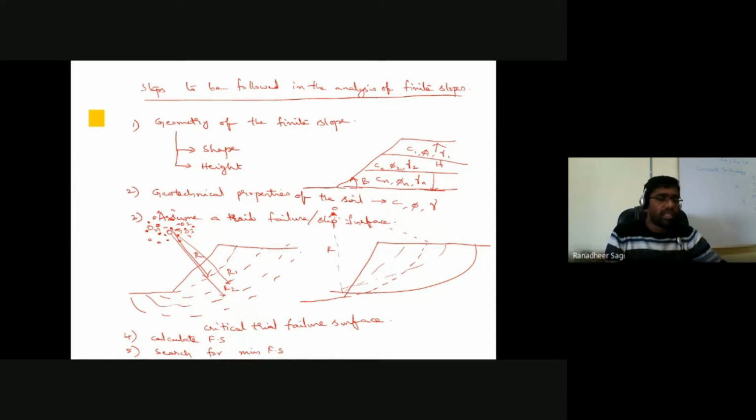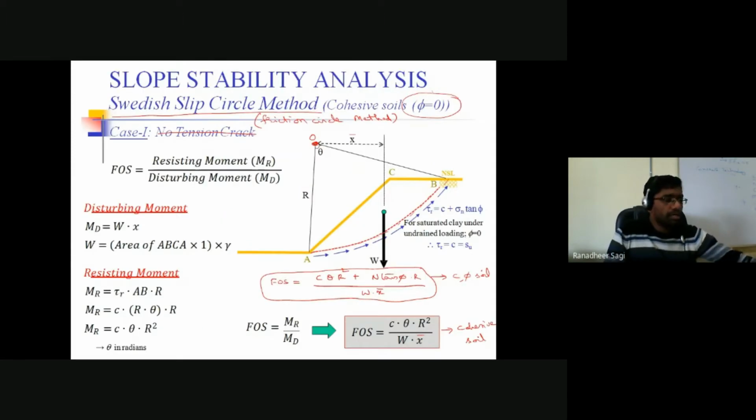And for that, we have seen in the last class how to analyze that particular slope, in the sense of how to determine the factor of safety of the so-called critical failure surface that is expected to develop for that given slope. According to the friction circle method or the Swedish circle method, we went on to understand how to calculate the factor of safety of the given slope.